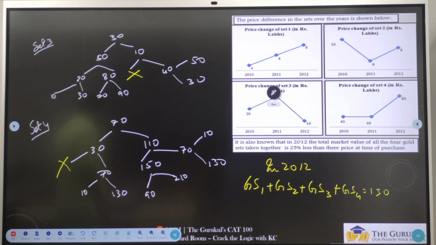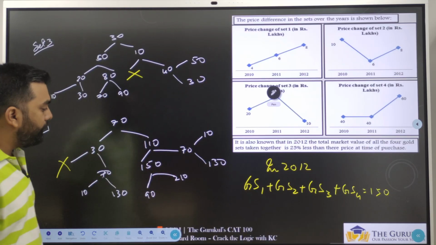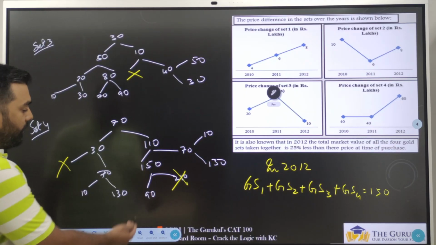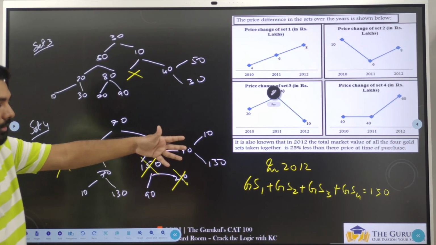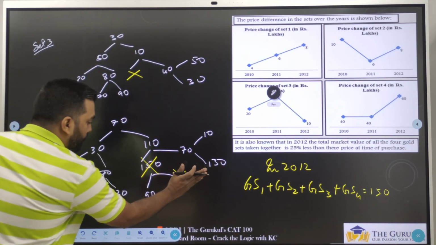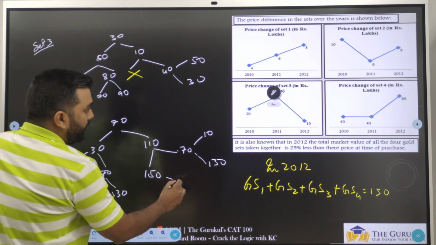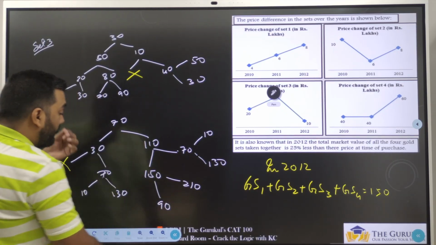Clear? Perfect. Now if you observe, goal set 4 having 130, 210 is not possible because the sum is only 150, and this 150 is also not possible because if goal set 4 is only 150, the remaining are not possible. Or if you don't want to eliminate this way, we can have 150 and then 60 is becoming 210 and minus 60 is becoming 90.